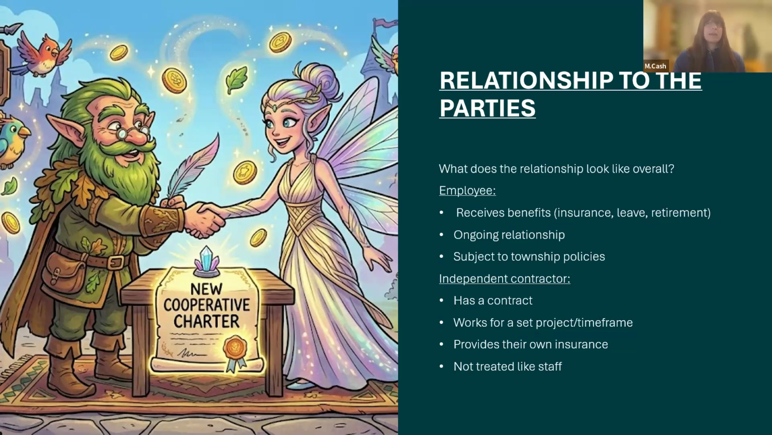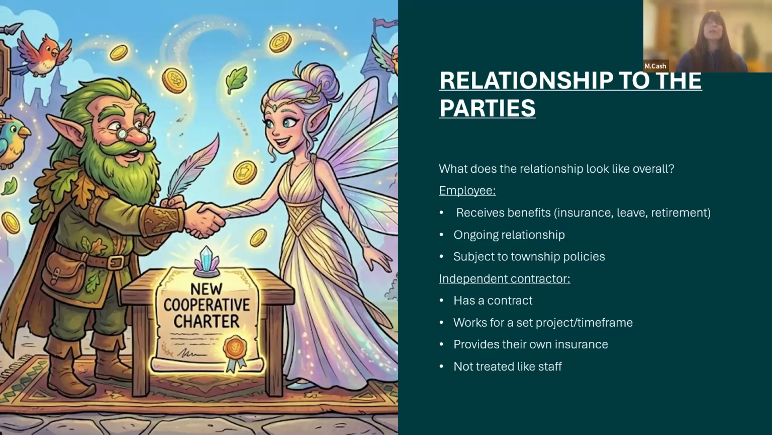Obviously, this isn't a complete list, but a few good signs that a person would be an employee would be receiving benefits, having an ongoing relationship, and being subject to the township's policies and rules, employment policies, things like that. They're more of a contract relationship if there is a written contract, they work for a set project or a set time frame, they provide their own insurance, and they're not treated like staff. They're not expected to be there 9 to 5.